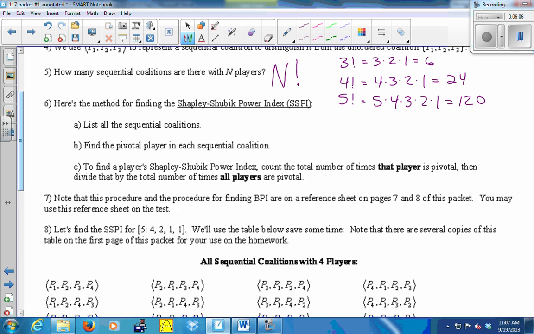List every sequential coalition. And every player is on every team. All that changes is we change the orders. B, we find the pivotal player in each sequential coalition. That's the player that when they're added, gives the team enough votes to meet the quota. And then we do the same thing we do for Banzhaf. Count the total of times each player is pivotal and divide by the total number of times all players are pivotal. So this is a slightly different word, pivotal instead of critical, that we used last class.